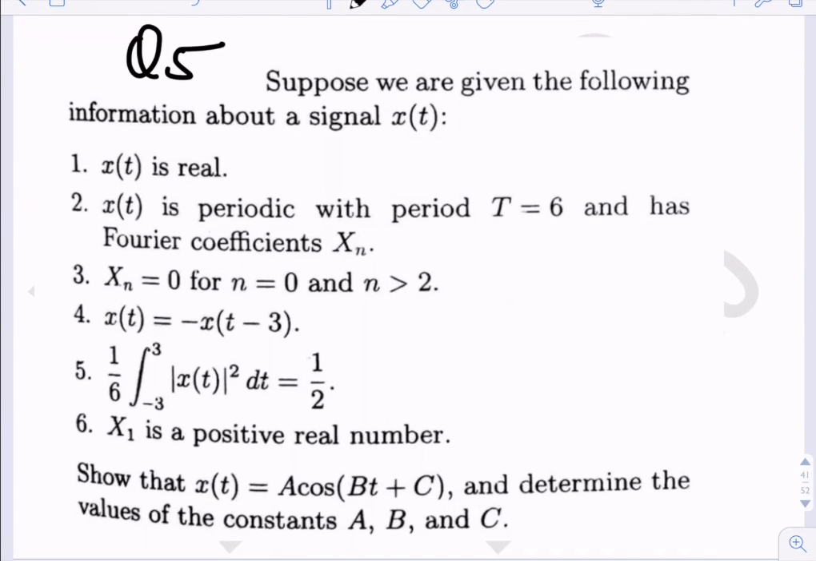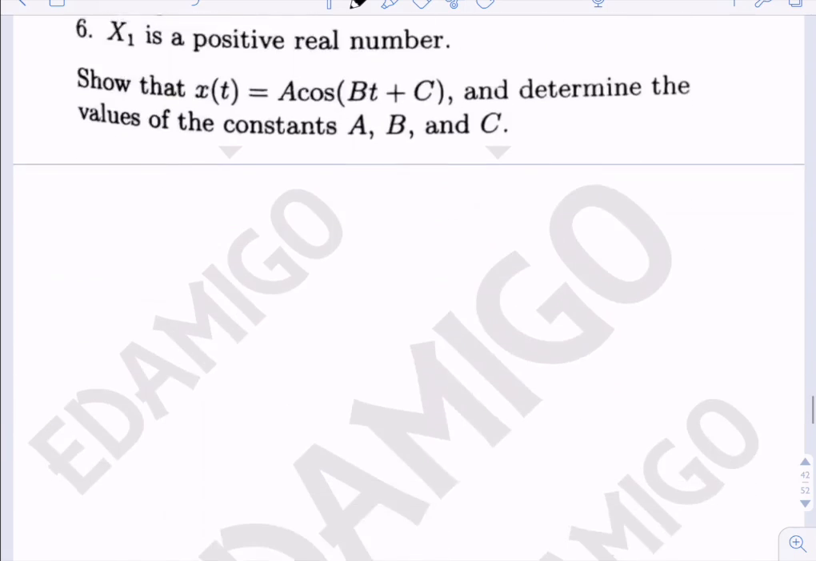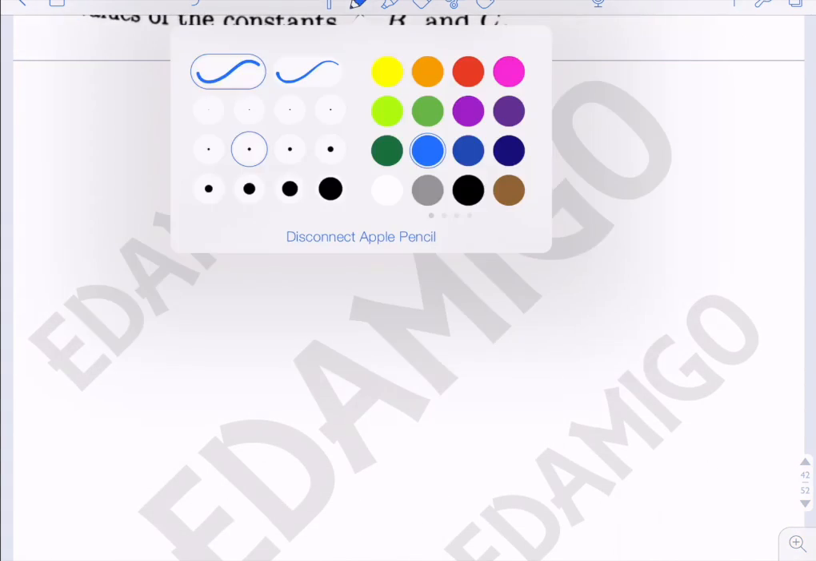Now let us come to the last question, that is the fifth question. Let us see all the properties that are given to us, all the content given in the question. It is very important to analyze all the content. First of all, it is given that x(t) is real. So x(t) is real means x(t) is equal to x conjugate of t.